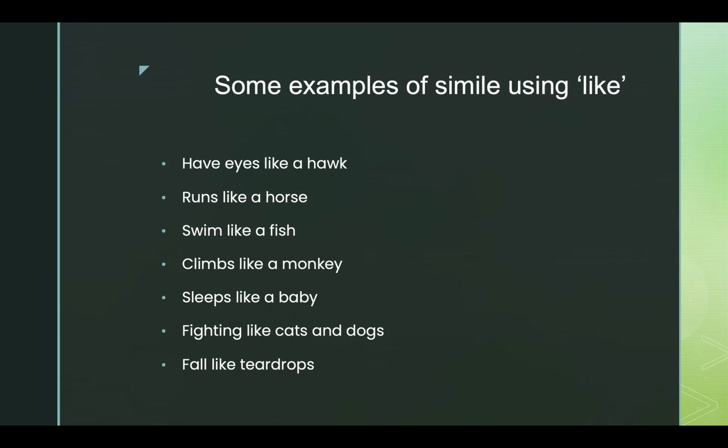Similes that use like. Having eyes like a hawk, runs like a horse, swims like a fish, climbs like a monkey, sleeps like a baby, fighting like cats and dogs. Well, my cats and dogs don't fight. Falls like teardrops. For each of these, you get the idea of something that is known, and you're bringing the comparison to something that is unknown.